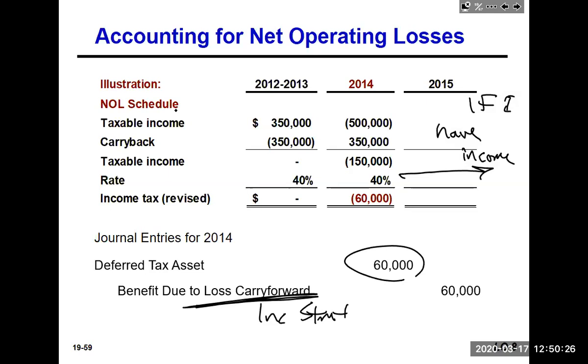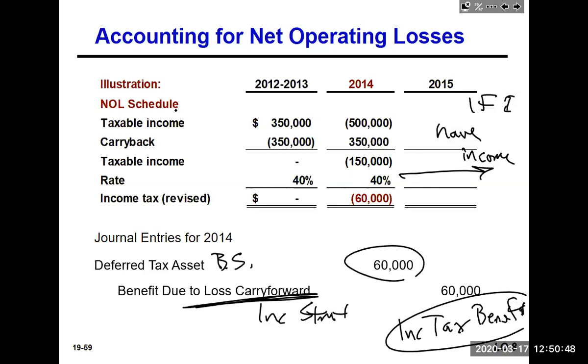Again, Pearson and the exercises there, they don't use this loss carry forward. They just call it income tax benefit. And that's fine if you want to use that. I don't particularly like it. Either way is fine on an exam. Income tax benefit. Income statement. That's balance sheet, right? BS, balance sheet.